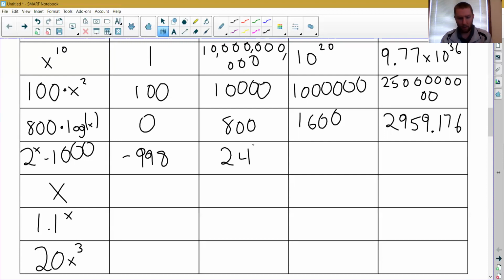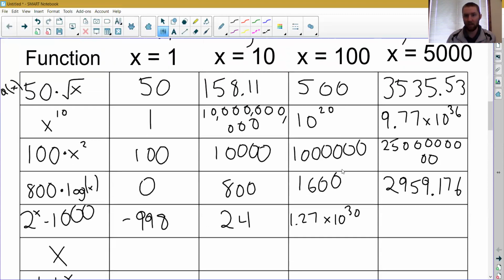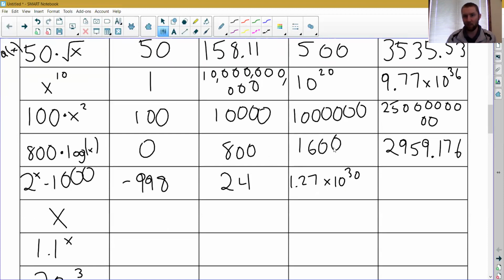Way behind. Now 2 to the 100th power minus 1,000, I'm at something in scientific notation: 1.27 times 10 to the 30th power. So I went from being in dead last to suddenly I'm ahead, right? I'm winning the whole thing because 10 to the 20th and this is 10 to the 30th, so I'm winning. Now, when I go to 2 to the 5,000th power, this is where I get overflow error. So I'm just gonna put overflow, meaning this number is so gigantic your calculator cannot even represent it in scientific notation. Okay, so it's huge.